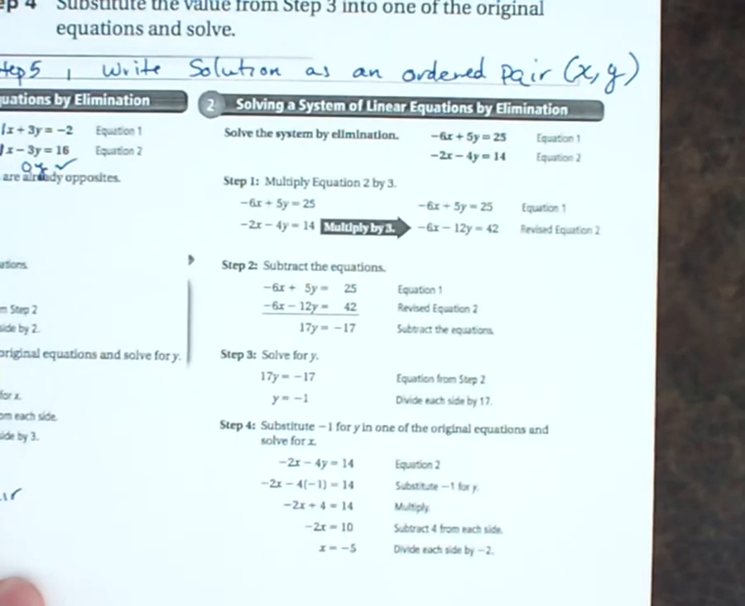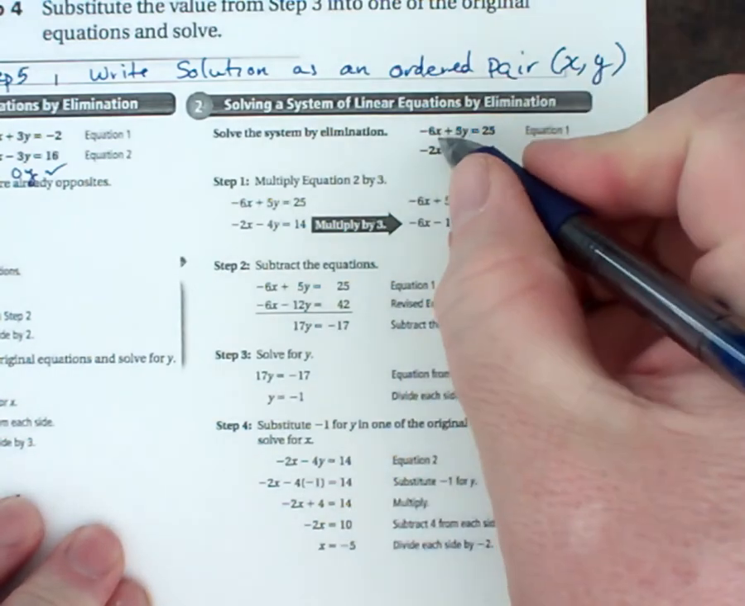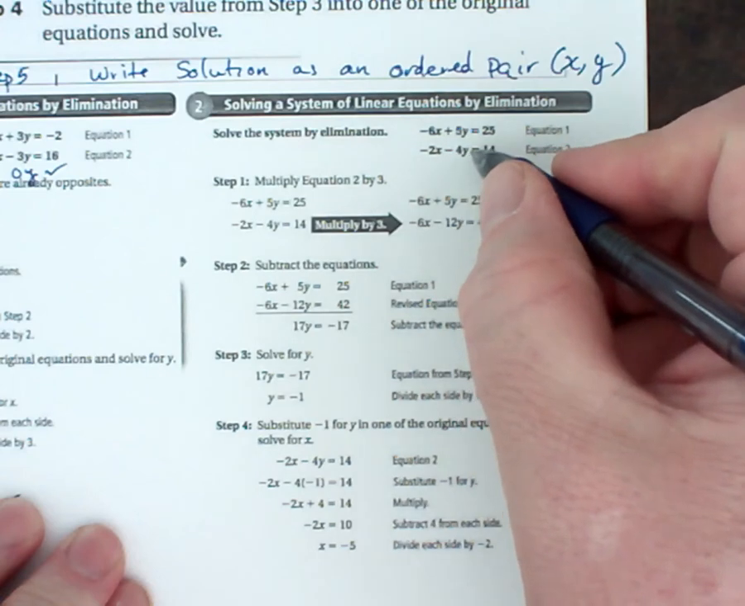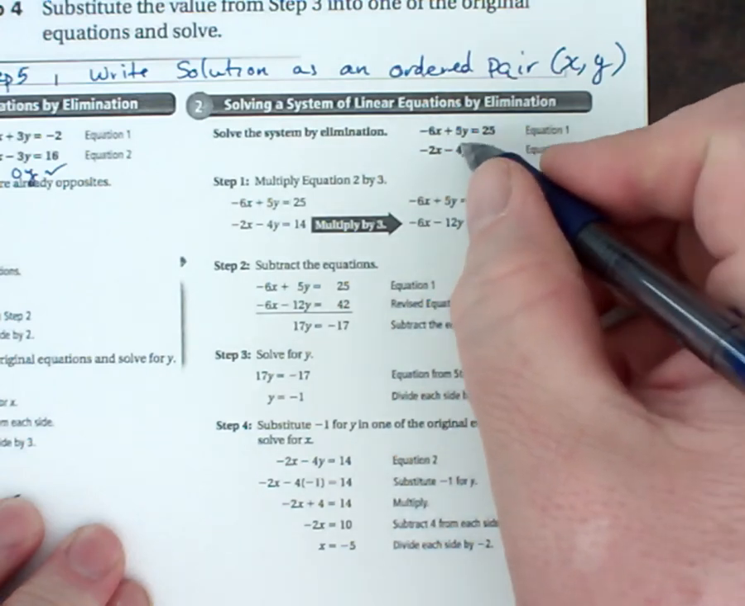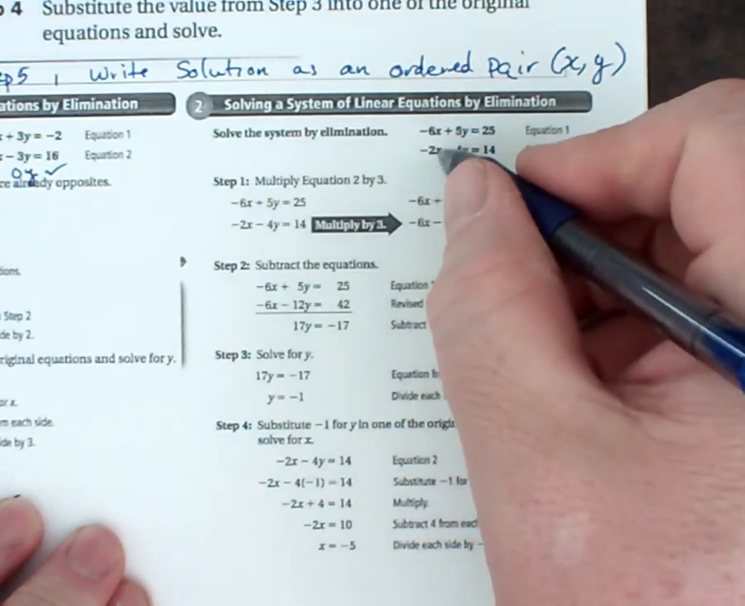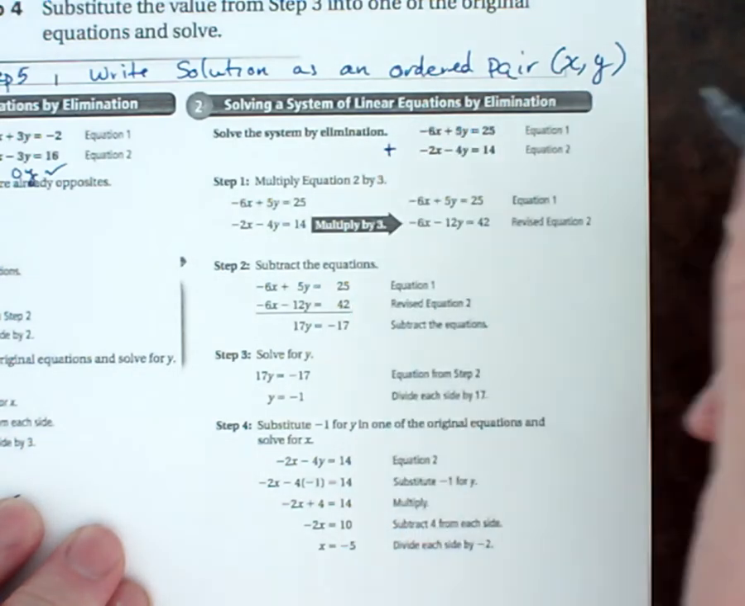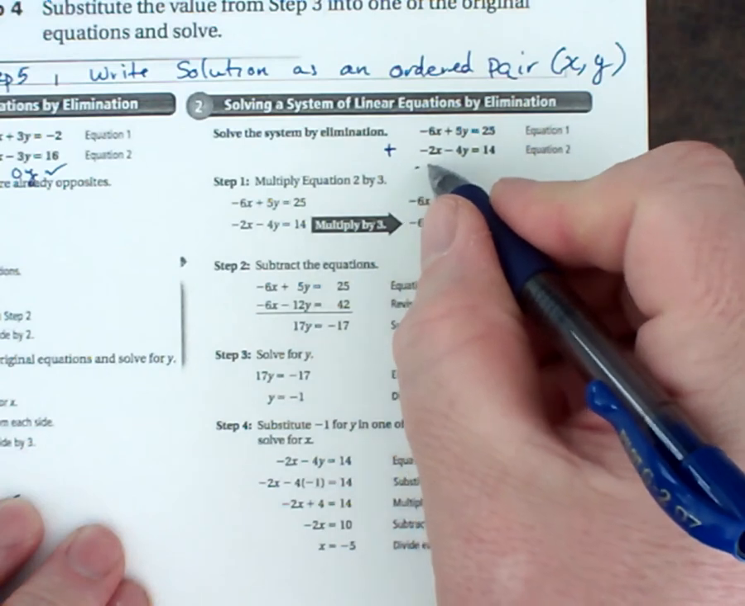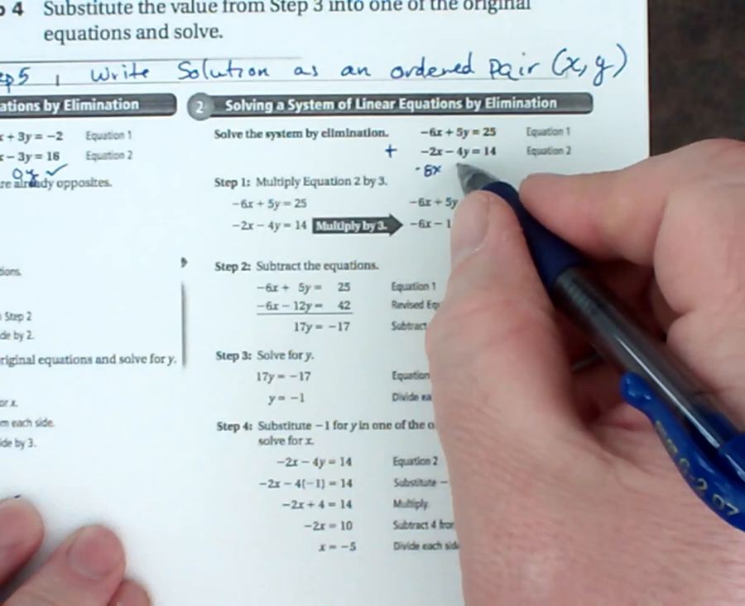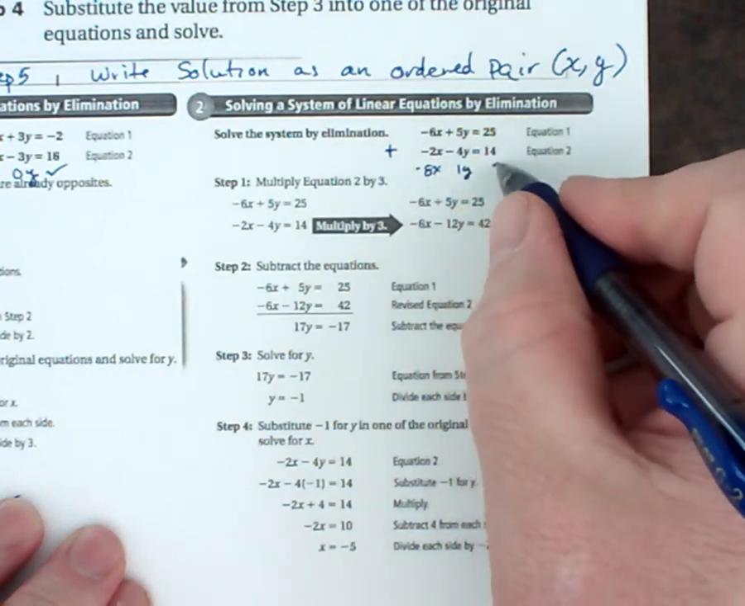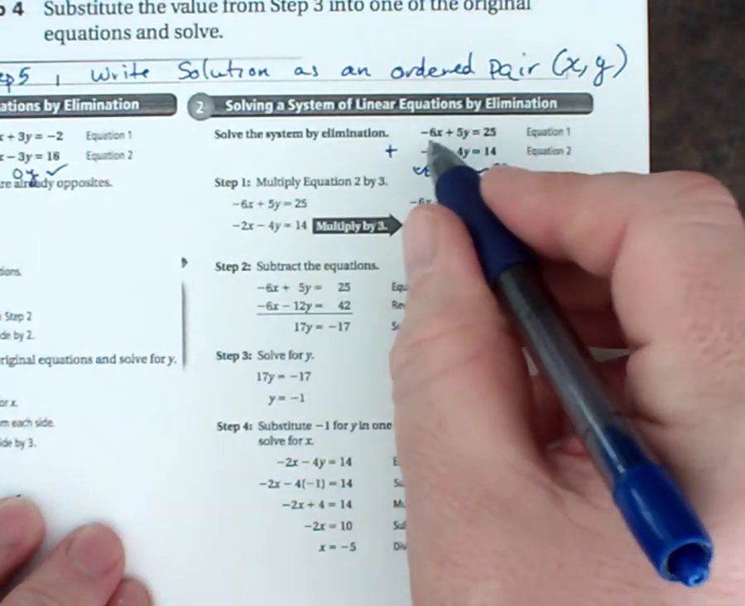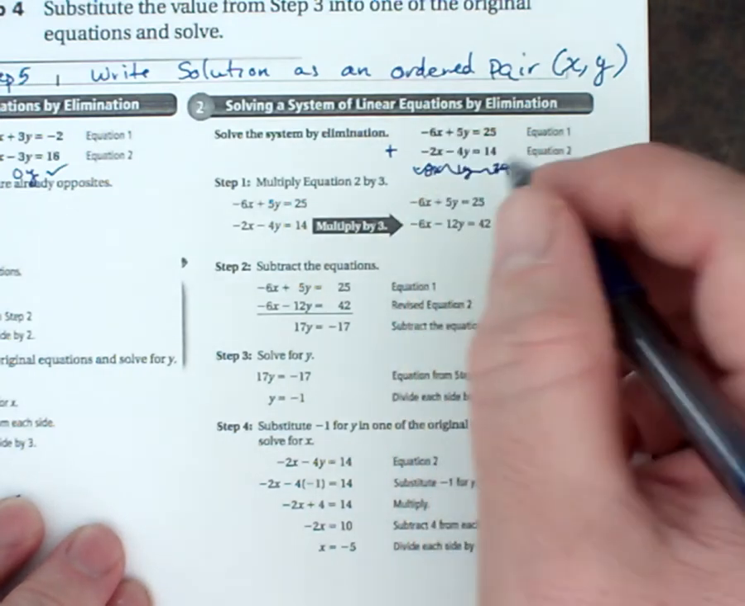So here we go. We have negative 6x plus 5y equals 25 and negative 2x minus 4y equals 14. If you look at equation 1 and equation 2, if I add them together, I'd have negative 8x. That doesn't eliminate. And here I get 1y. That won't eliminate, and I'd have 39. So that's no good. I have to make additive inverses.